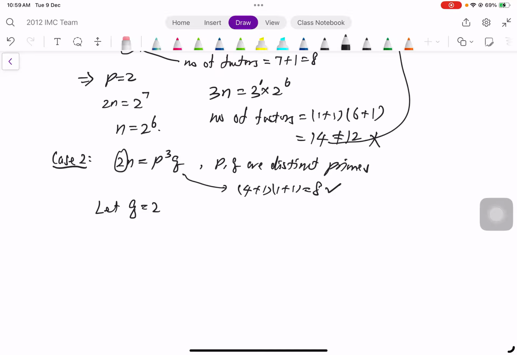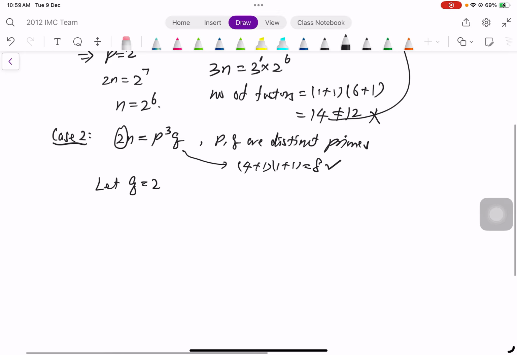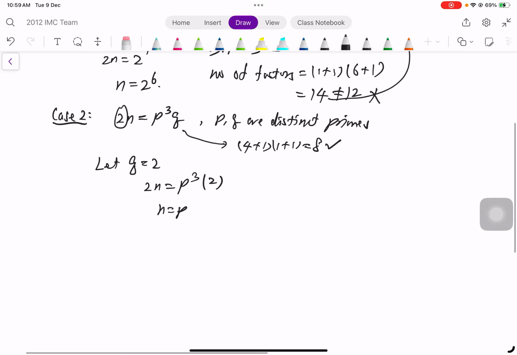Now we can assume that I let q be 2, because there's a 2n here. Then in that case, 2n will be just equal to p cubed times 2. Therefore, n is equal to p cubed.